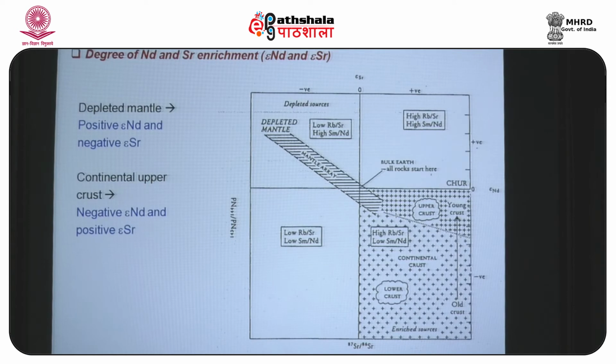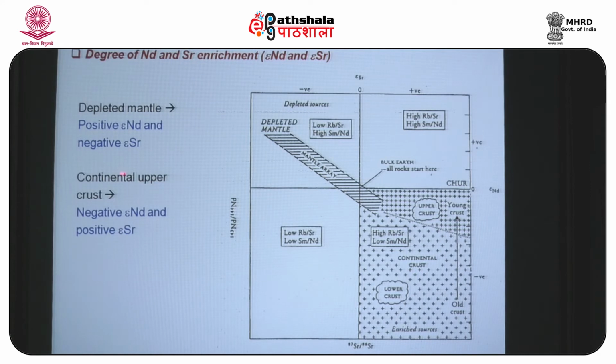I will try to make it simple. When we see depleted mantle, we have positive epsilon Nd and negative epsilon strontium. That is what we discussed in the last slide. So, basically, depleted mantle is plotted in this quadrant, where we have negative epsilon strontium and positive epsilon Nd.